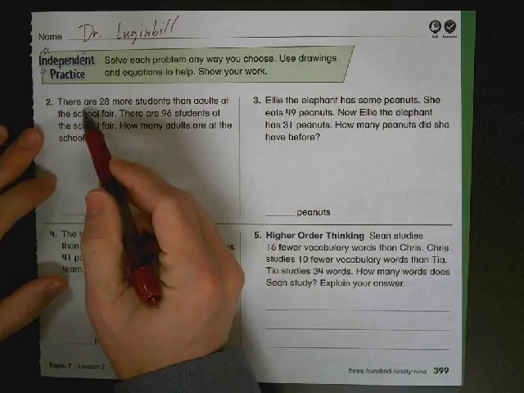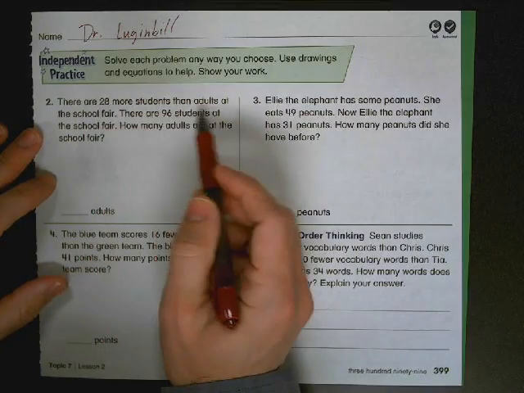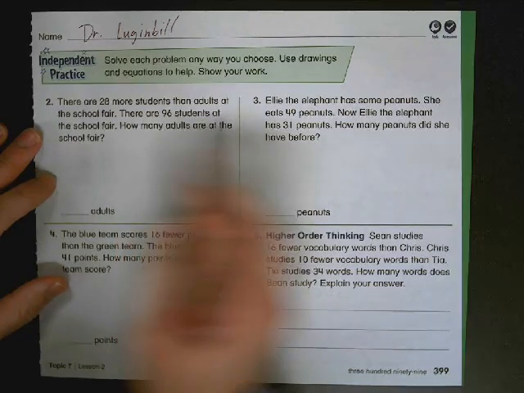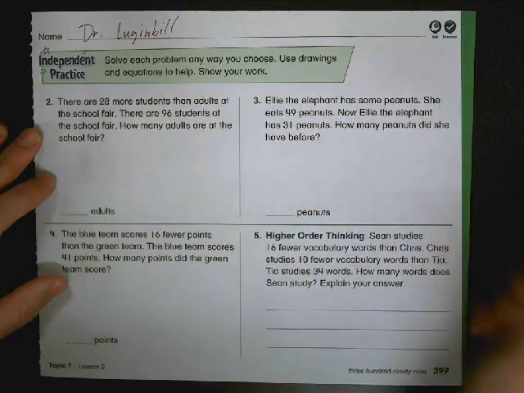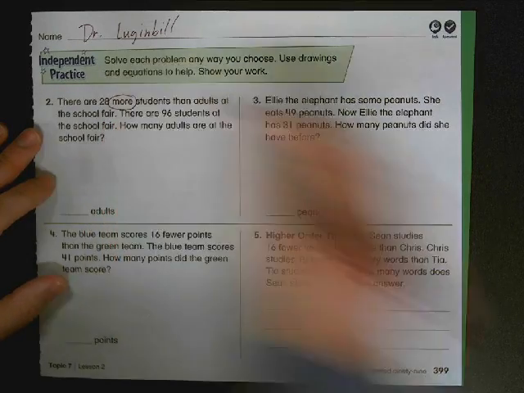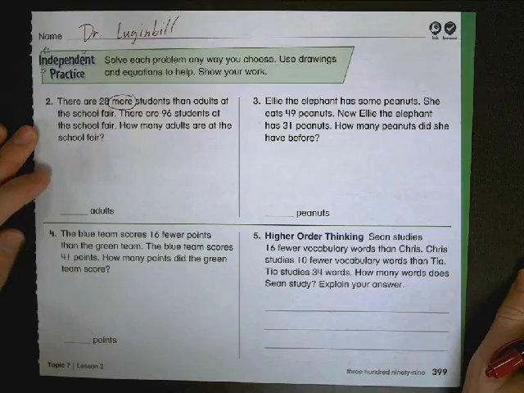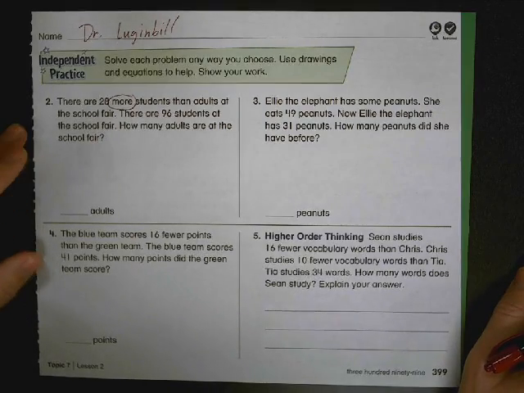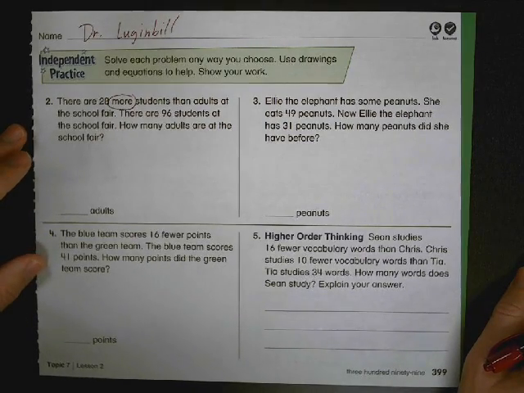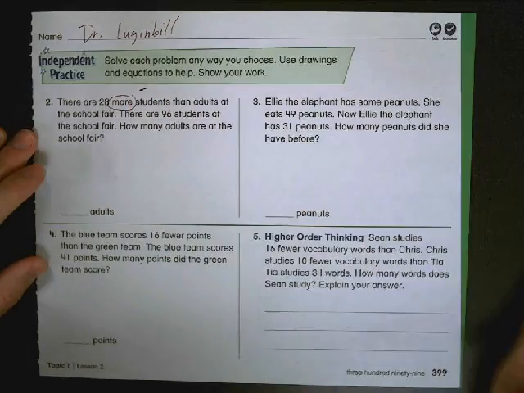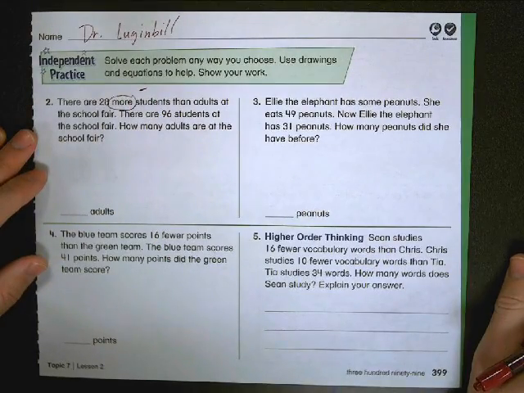So there are 28 more students than adults at the school fair. There are 96 students at the school fair. How many adults are at the school fair? 28 more. It's when you see an equation or a story problem that says how many more. What does that tell you? What does it indicate? It indicates subtraction. Hopefully you're thinking that.